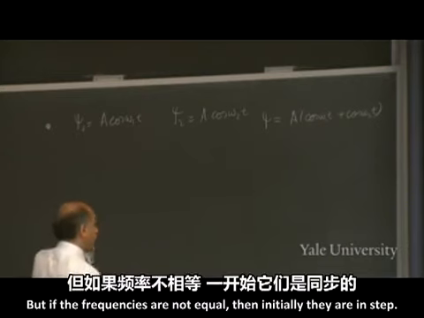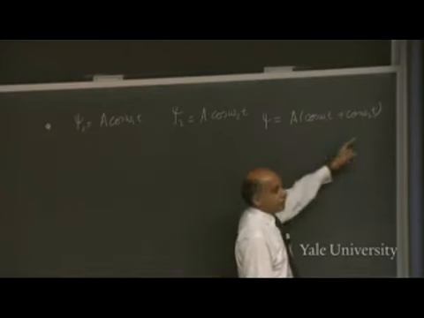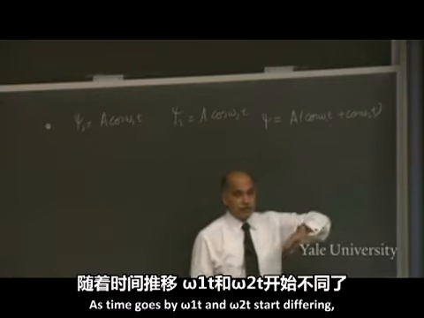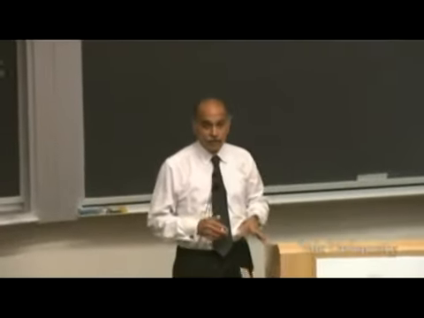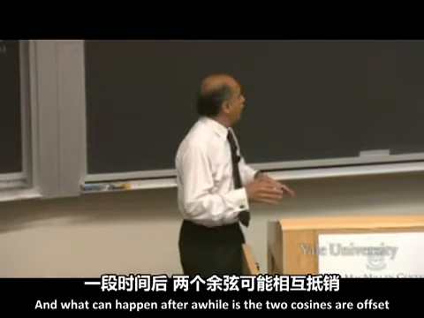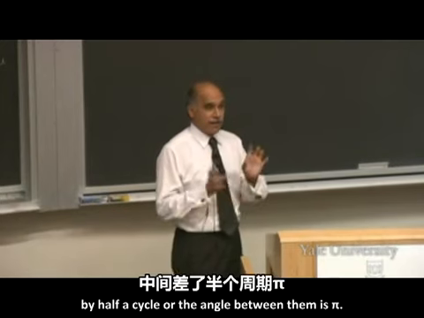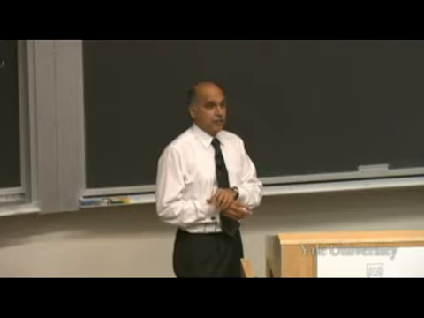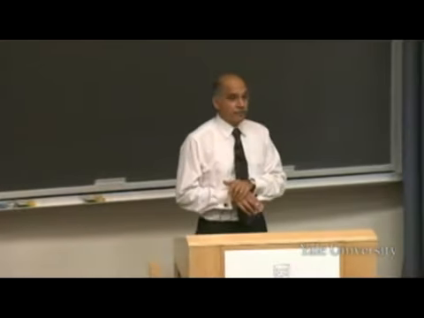But if the frequencies are not equal, then initially they are in step. This cosine is 1 and that cosine is 1 and the amplitude is 2a. As time goes by, omega 1 t and omega 2 t start differing. So the cosines are not in step anymore. And what can happen after a while is the two cosines are offset by half a cycle, or the angle between them is pi. Then in fact they will cancel. Then if you wait long enough, again they will be in step.